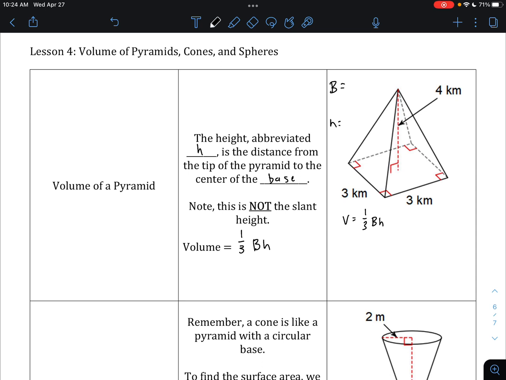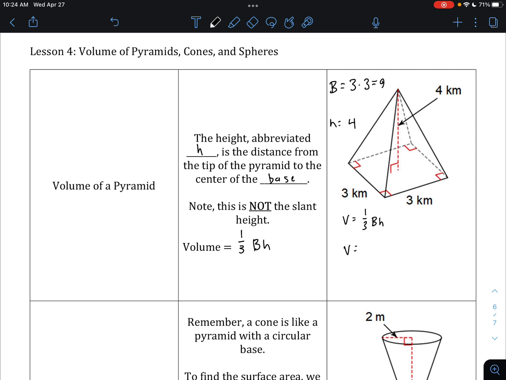Now, height's pretty easy most of the time. It gives us this height right here, which is 4. So that's taken care of. The only other thing we need is our base area. And since this is a square pyramid, the base is a square. And so we just multiply the two sides of our square, 3 times 3, and we get a base area of 9.